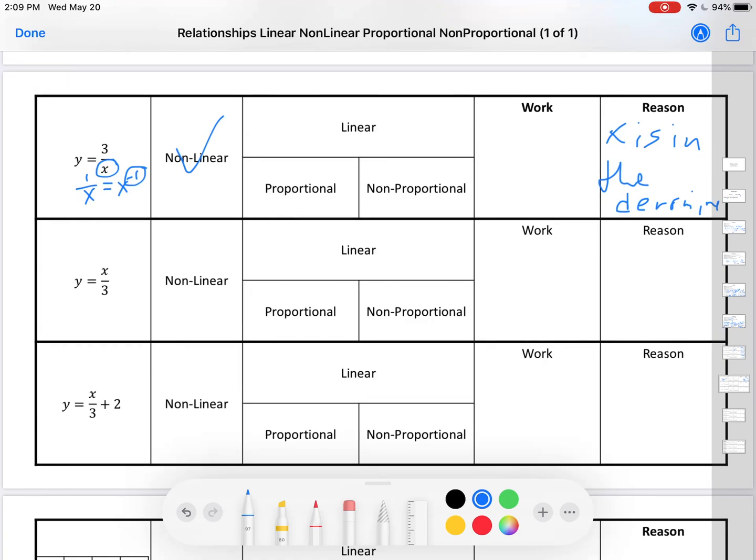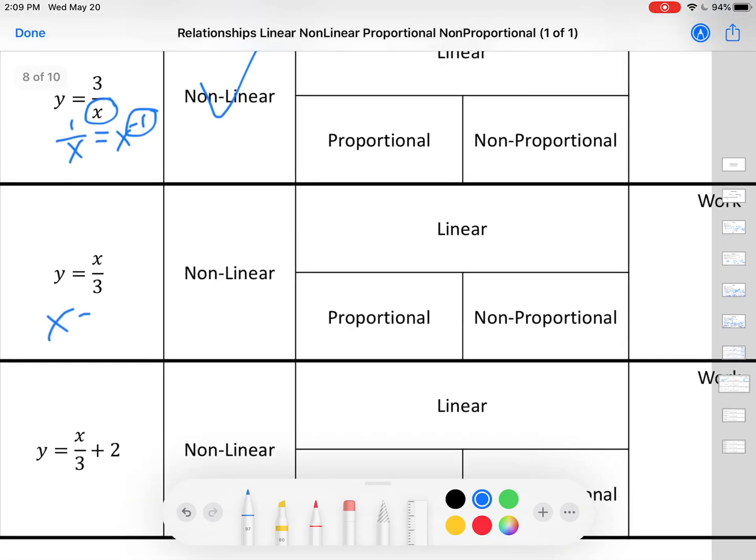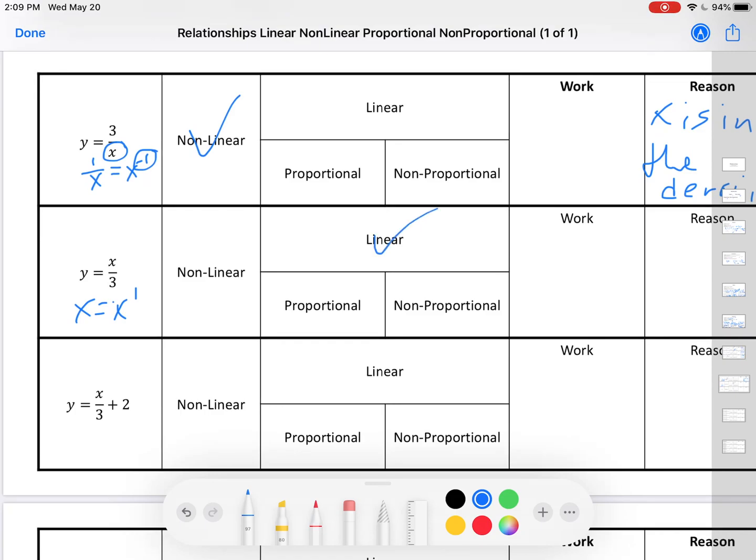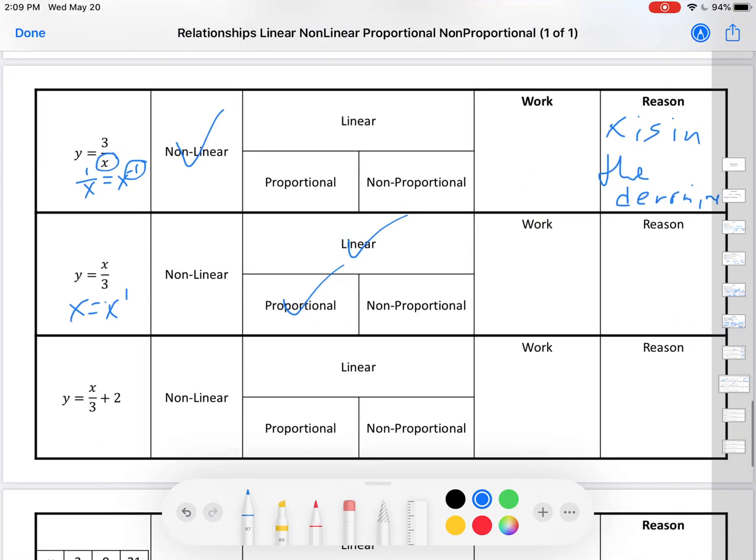There we go. All right. This one, x is in the numerator, so x is equal to x to the first power. So it is linear. It's fine that way. It's using only division. It's dividing by 3. Is it using any addition? No. Therefore, it is proportional. There's no work to show, but we can say that x only uses dividing. And that's enough to say that it is proportional and linear.